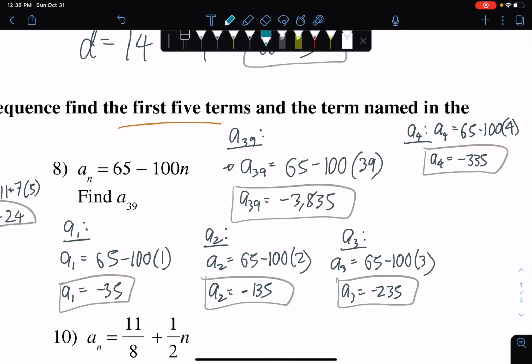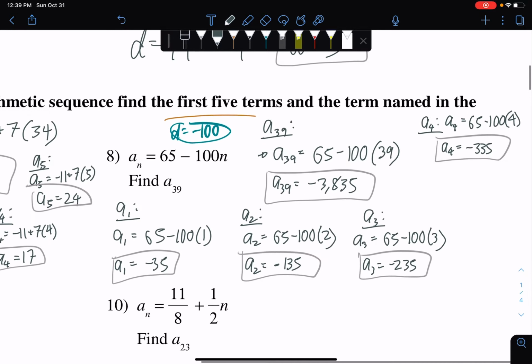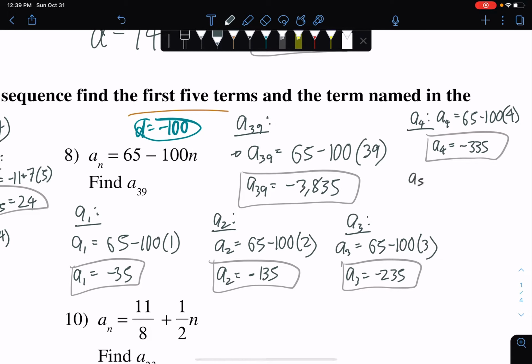By the way, why did I say negative 100? That is our common difference. D is equal to negative 100. Proof, to get a sub 2, negative 35 plus negative 100, we get a sub 2. Negative 135 plus negative 100, we get a sub 3. I hope you understand what's being conceptualized here. So a sub 5 is equal to 65 minus 100 times 5. A sub 5 is equal to negative 435.